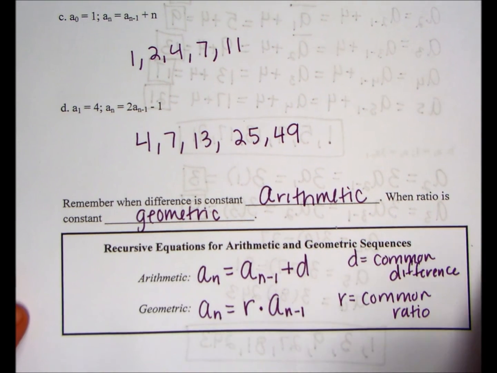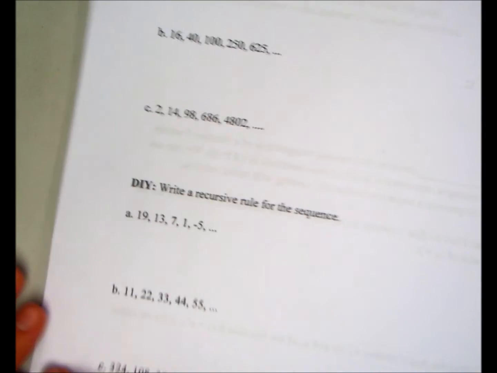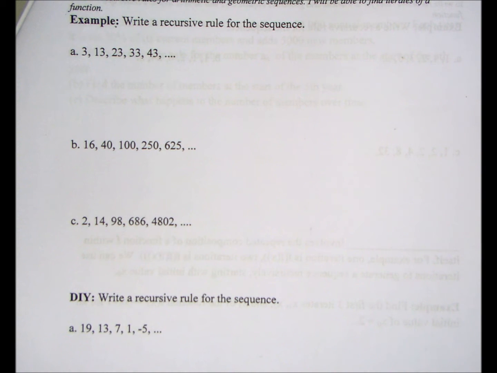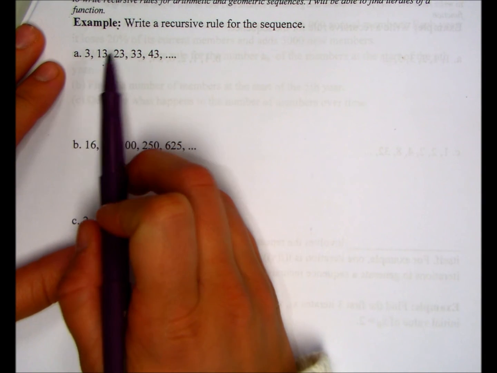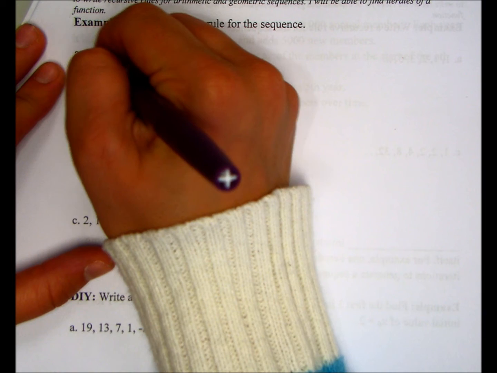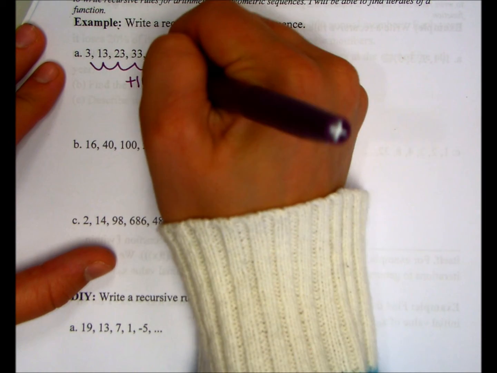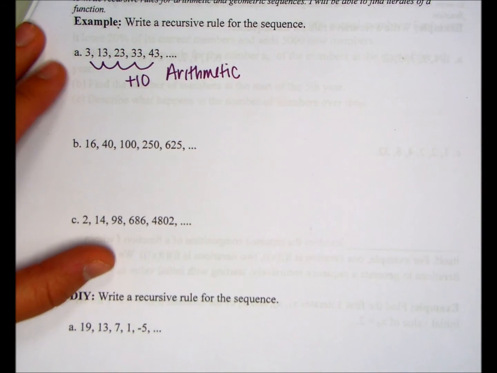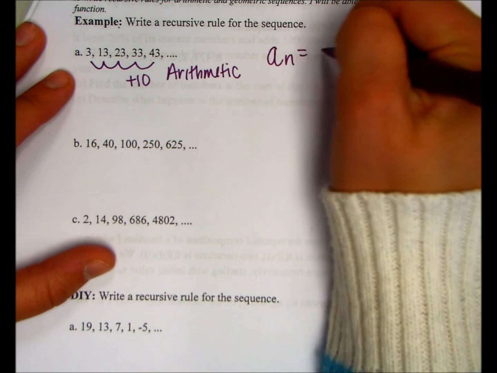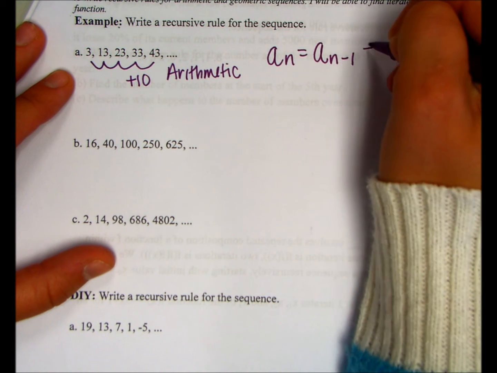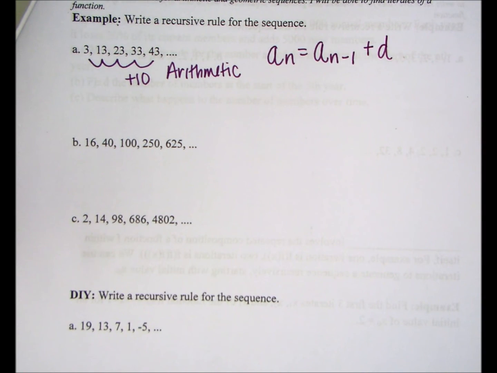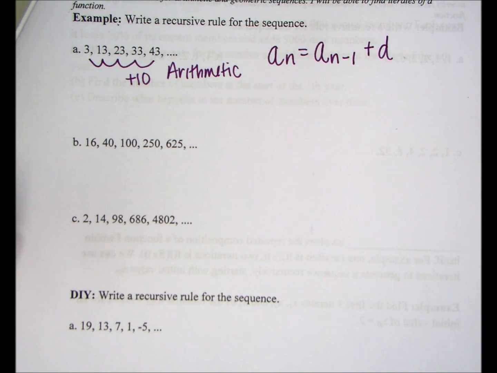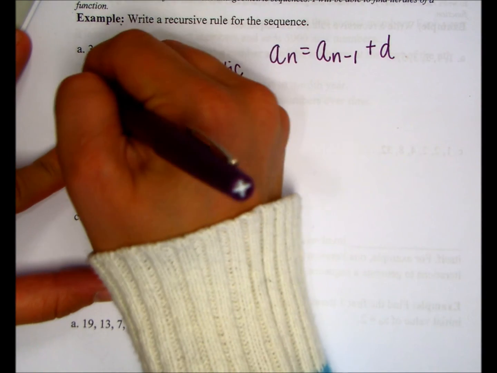So if I look over on the next page for some examples here, the first thing I'm going to want to figure out is what type of sequence do I have. So here, if I look to go from 3 to 13 to 23 to 33 to 43, I'm adding 10 every time. So I know that it's arithmetic. And I'm going to use a of n equals a of n minus 1 plus my d. Okay, I know that my first term here is 3. And I know that my d value is 10.